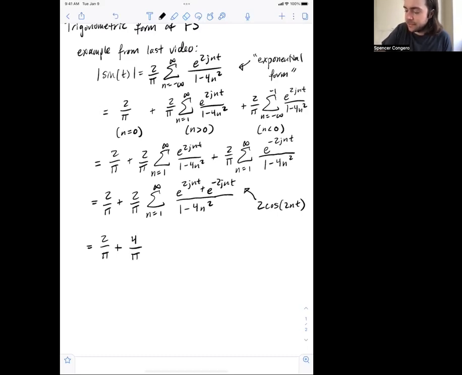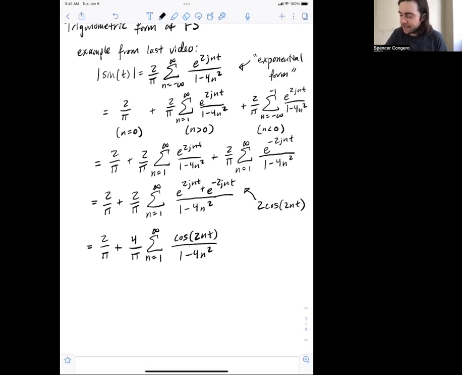So I get 2 over pi times 2, which is 4 over pi, times the sum, sorry, from 1 to infinity of cosine of 2nt divided by 1 minus 4n squared.